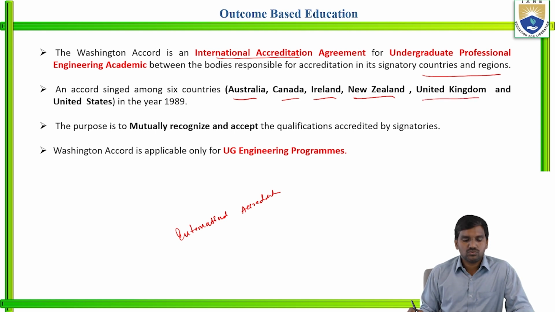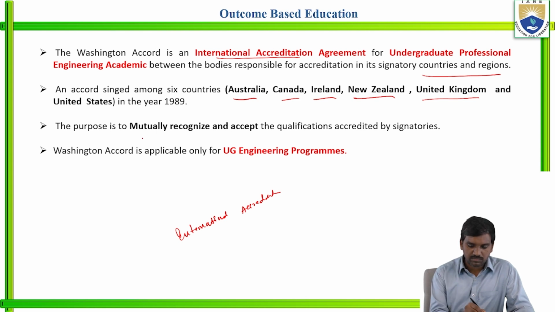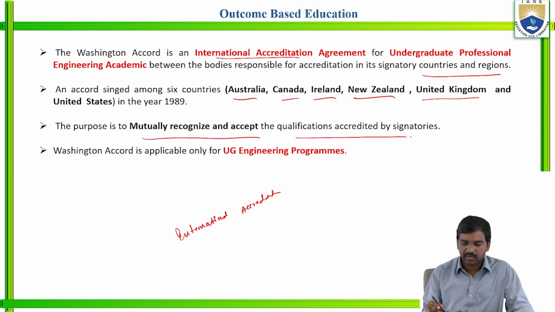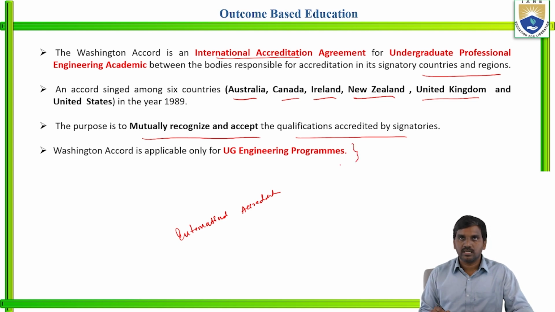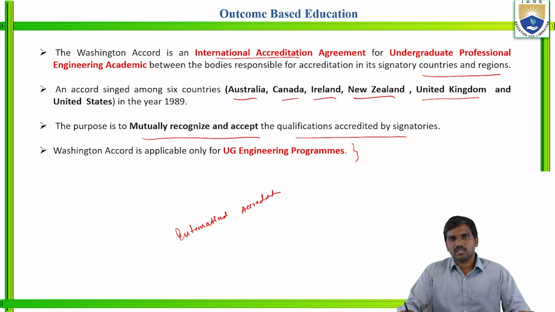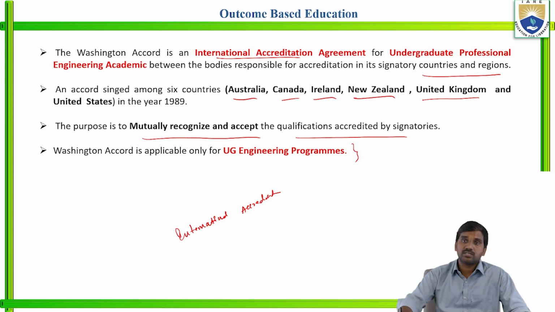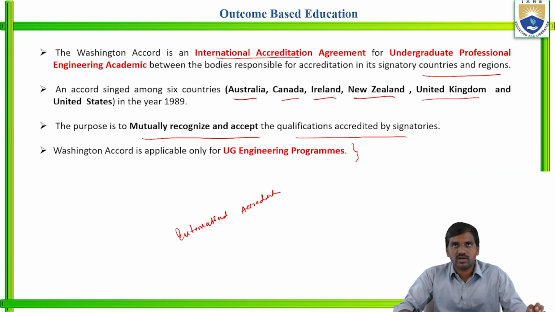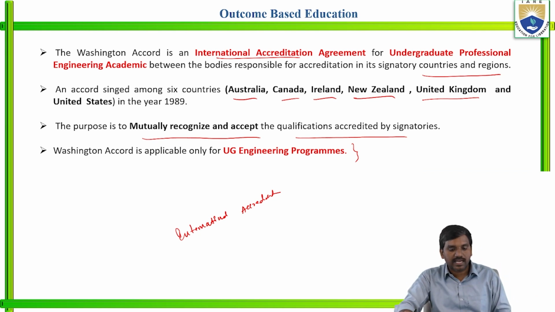The purpose is to mutually recognize and accept the qualifications accredited by the signatories. The Washington Accord is applicable for engineering programs only. So this is the origin point of NBA, or outcome-based education system, from the Washington Accord in 1989.